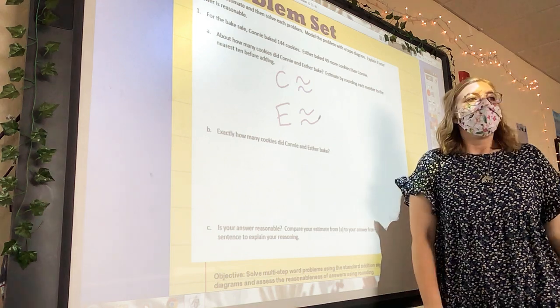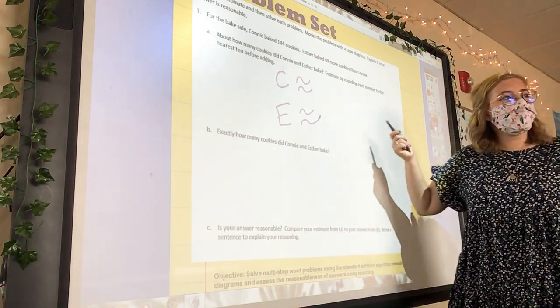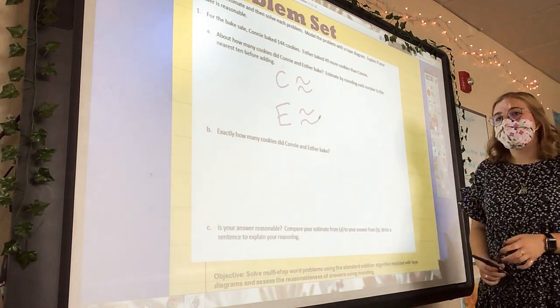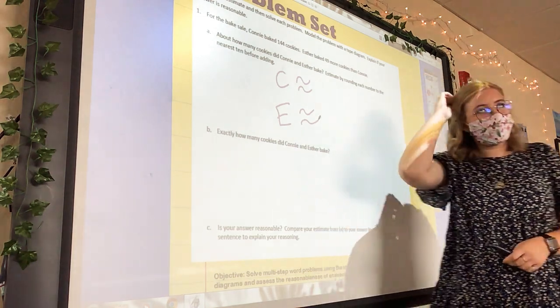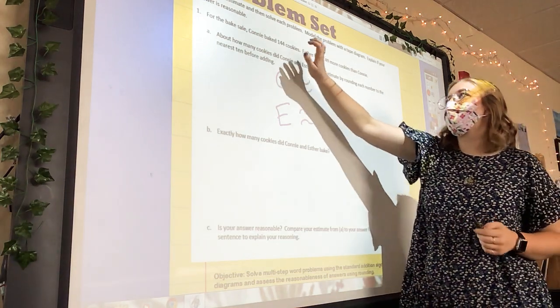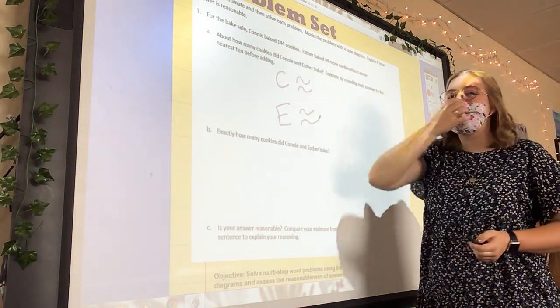Can someone raise their hand and tell me, what does the squiggly equal sign mean? Lily, go ahead. It's not straight. It's wiggly, so it means about. Good. It means about, right? It means we're going to estimate. So we're not finding an exact number. Awesome. All right. So we need to round each of these numbers, 144 and 49, to the nearest 10.